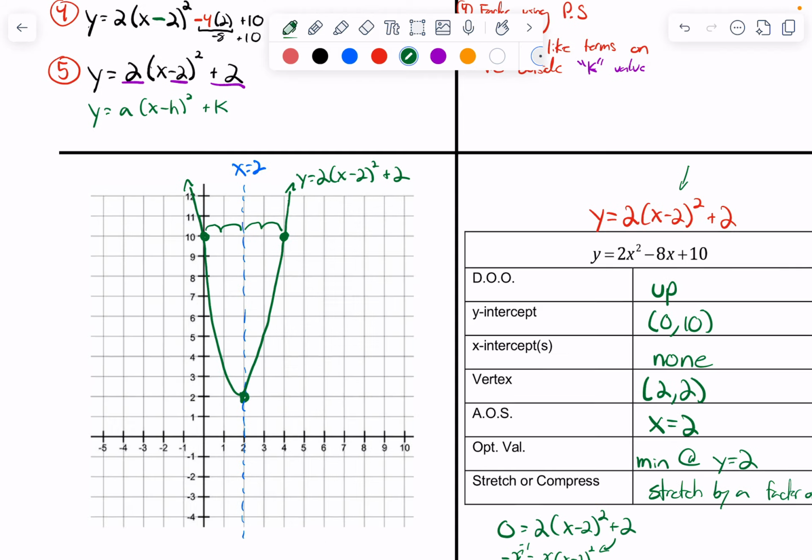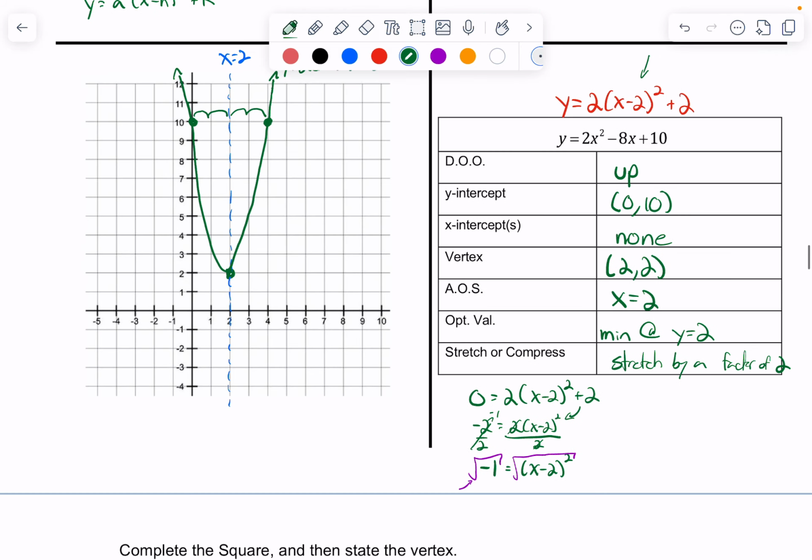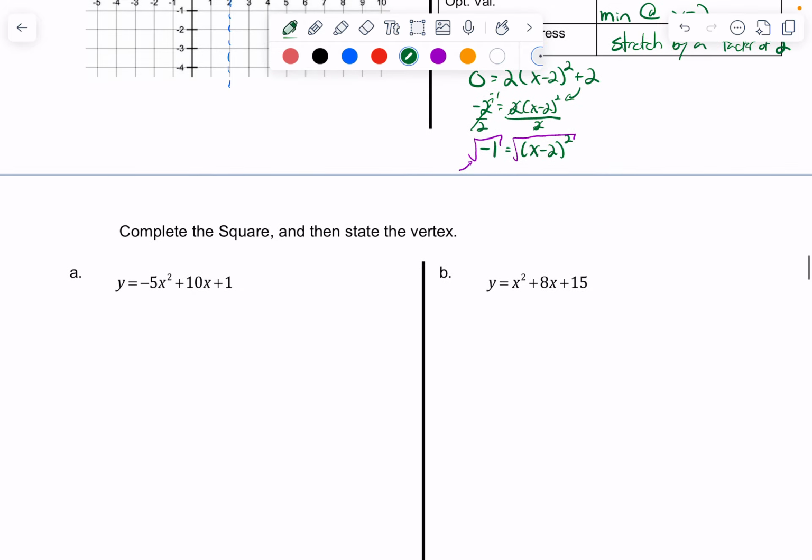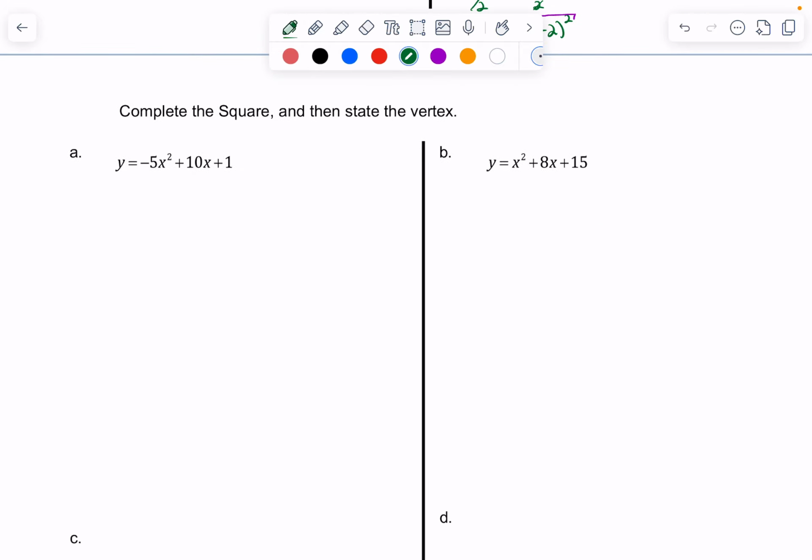Alrighty. So let's just practice completing the square and then stating the vertex.